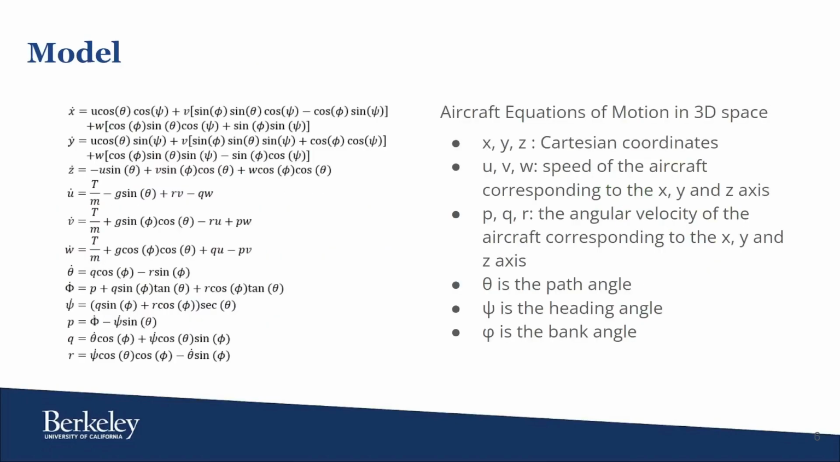We created the dynamics models for our aircraft. Their formulas are on the left-hand side. XYZ represent Cartesian coordinate for aircraft. UVW represent speed of aircraft corresponding to XYZ axis. PQR are the angular velocity of the aircraft corresponding to the XYZ axis. And theta, psi, phi represent path angle, heading angle, bank angle separately.